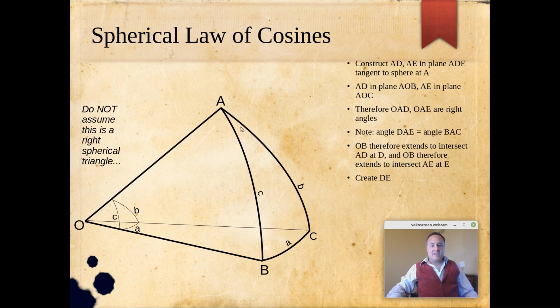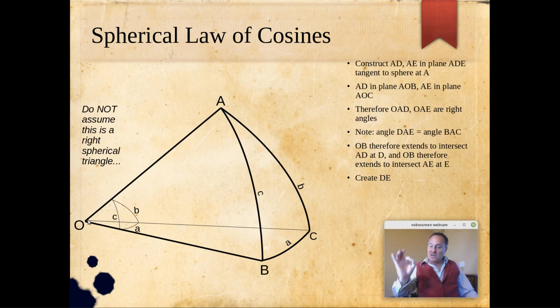Now here, we have a triangle drawn on the surface of a sphere with the understanding that each of these lines is an arc that is part of a great circle, meaning it is a circle that connects A and C, but it goes through the center of the sphere at O, the origin.